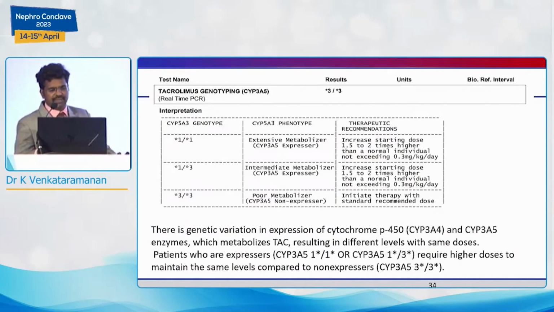So there is a genetic variation in expression of cytochrome P450. Mainly A4, which is common, but the A5 enzyme, which metabolizes TAC, results in different levels with the same dose. A patient who expresses A5, that is 1/1 or A5 1/3, requires a high dose to maintain the same level compared to the non-expressors. So non-expressors require less dose and expressors require high dose. The expressors are otherwise known as extensive metabolizers.